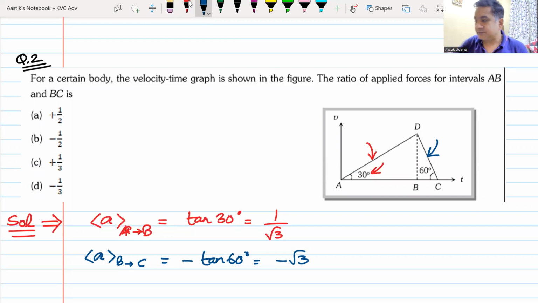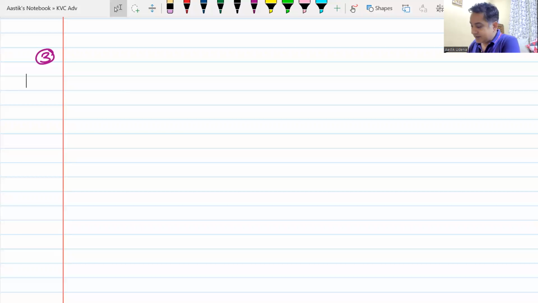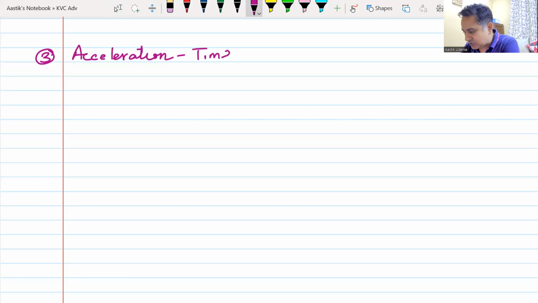Well, the last graph is acceleration time graph. You hardly see any questions on this, so I'll just give you a single simple question. That is all that we need. Acceleration time graph. No one asks acceleration time graph anymore, but it is my humble duty that I give this graph for you.